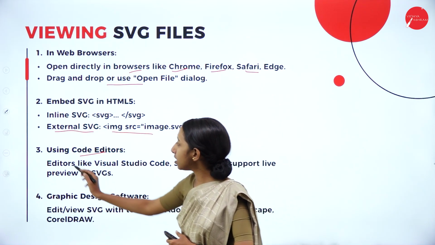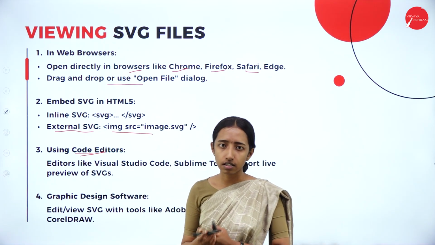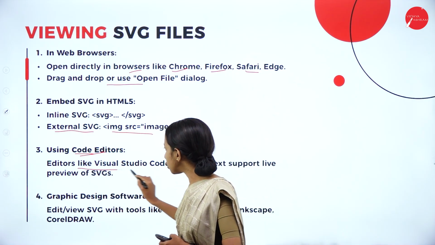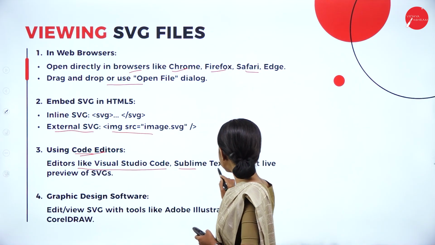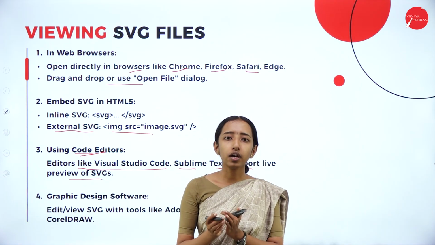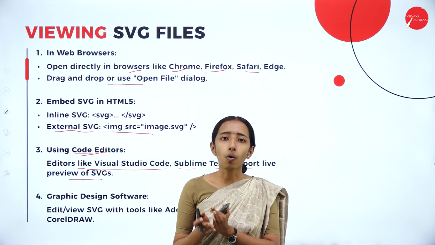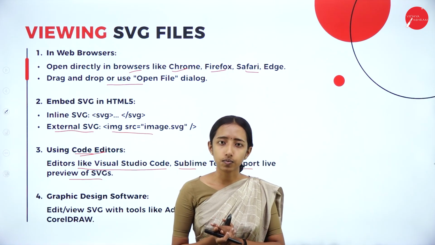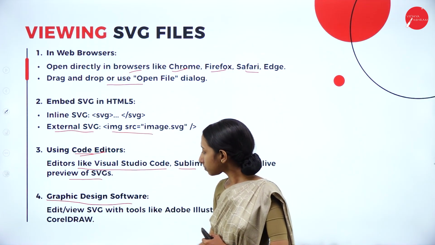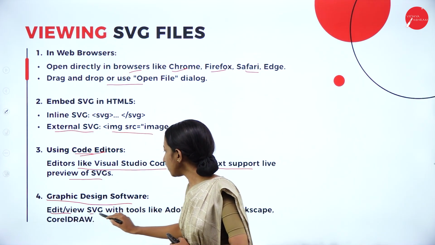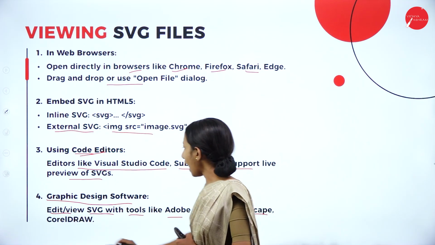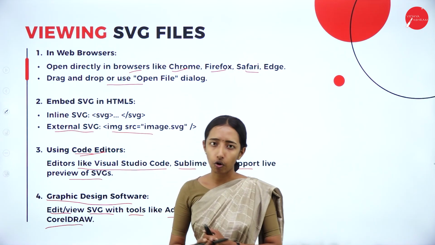The next one is using code editors. So here we will be using code editors like Visual Studio Code, Sublime Text, for live preview of the SVGs. So here we can also use the code editors for viewing the SVG files. Next, graphic design software. Edit and view SVG with tools like Adobe Illustrator, Inkscape, and CorelDRAW.